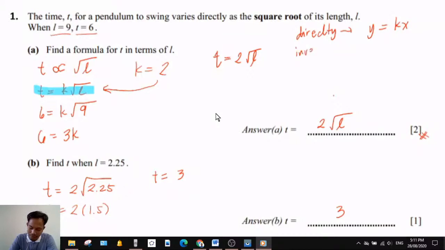Inversely means y is equal to k divided by x. Okay? So just these two things that you need to remember, then you will come up with the answers.